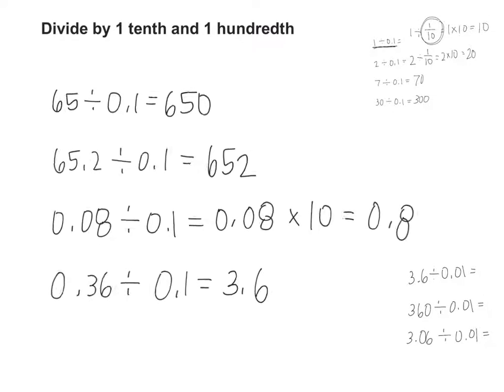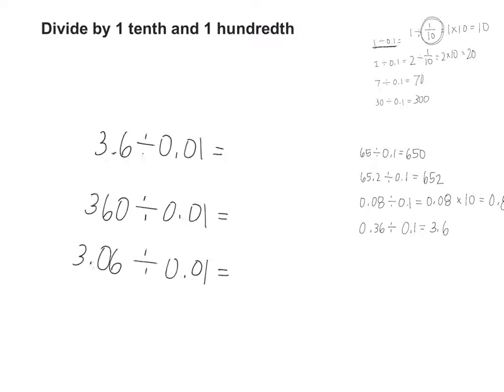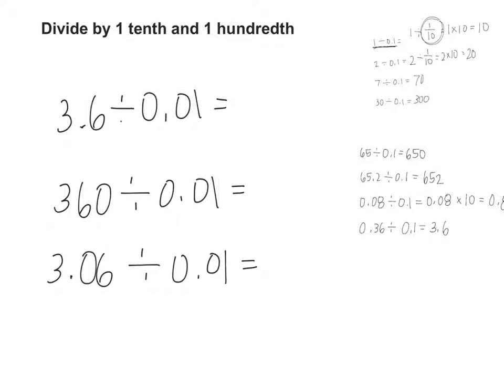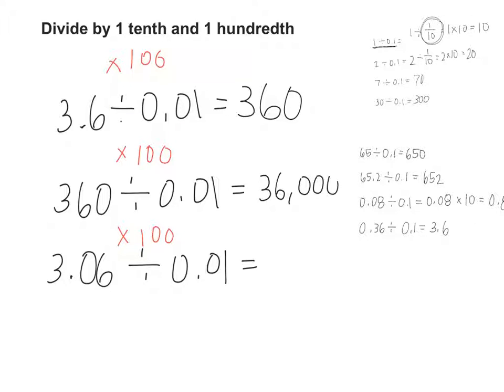Very good. Okay, let's see if we can extend that knowledge, because now I have a new divisor for you. In these three problems, what is the divisor? 1 hundredth. 1 one-hundredth, isn't it? So what's the reciprocal of the divisor here? 100. So in my head, I can think all of these problems are the same as the whole multiplied by the reciprocal of the divisor, which would be 100. Okay. With that in mind, what's 3 and 6 tenths divided by 1 hundredth? 360. Okay. What's 360 divided by 1 hundredth? 36,000. 36,000. Nice. And then what's 3 and 6 tenths divided by 1 hundredth?